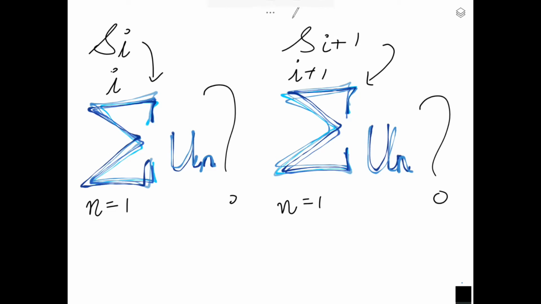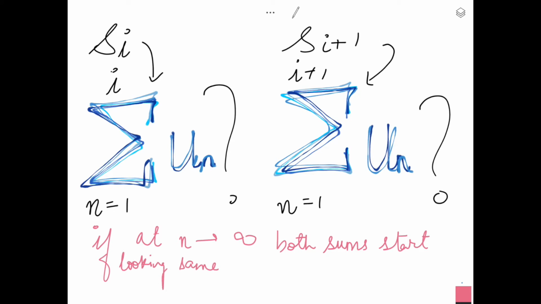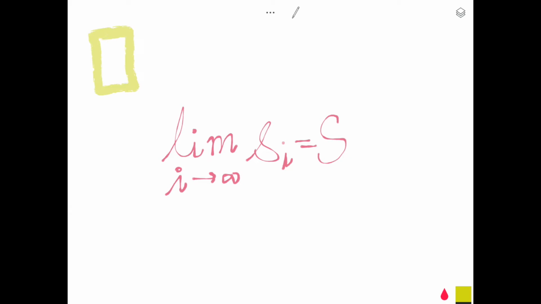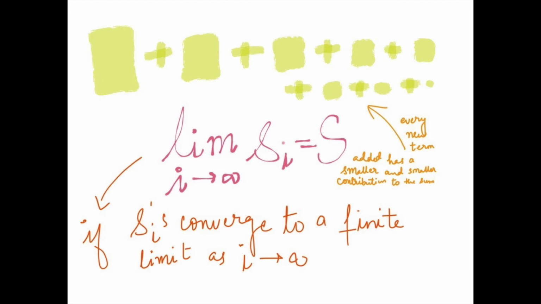Then as i tends to infinity, that is i goes to a very large number, do they start looking similar? Note that if that does happen, then it means that as I'm adding more terms, every new term added has a smaller and smaller contribution to the entire sum. So then I can sort of say that limit of S_i as i tends to infinity goes to a finite number, which is to say that my partial sums Si start converging to a finite value.